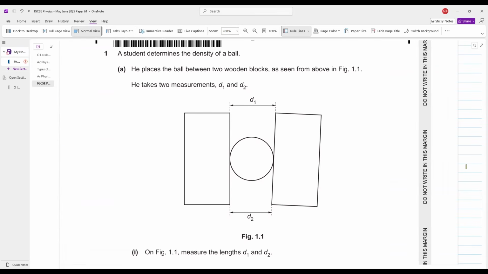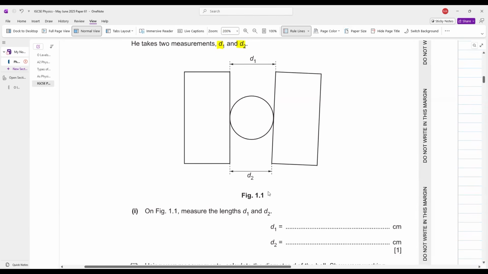A student determines the density of a ball. He places the ball between two wooden blocks as seen from above in figure 1.1. He takes two measurements D1 and D2. On figure 1.1, measure the lengths D1 and D2.